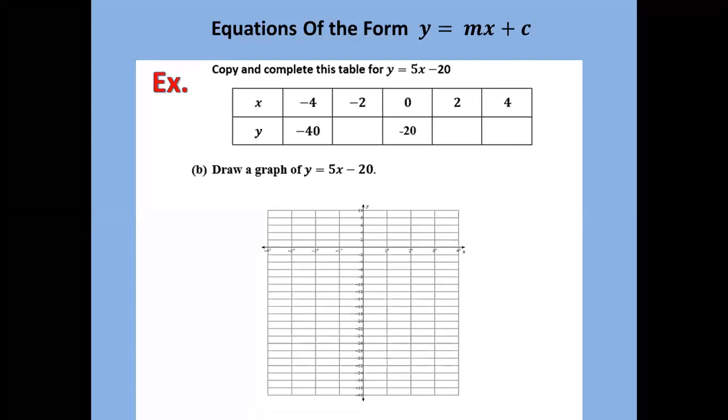Negative 2 times 5 is negative 10. Negative 10 minus 20 is negative 30. Excellent. So she's just substituting negative 2 in the equation, so it's negative 30.